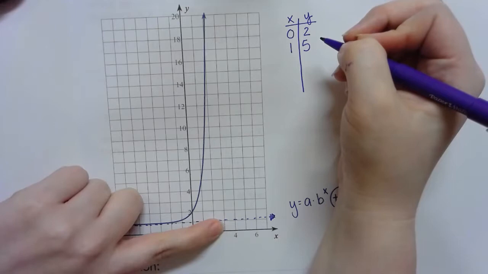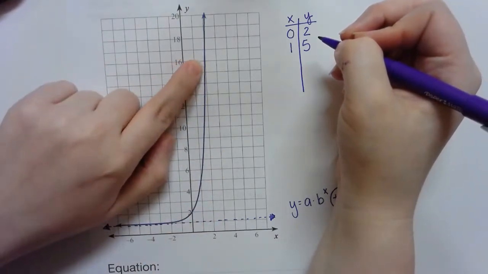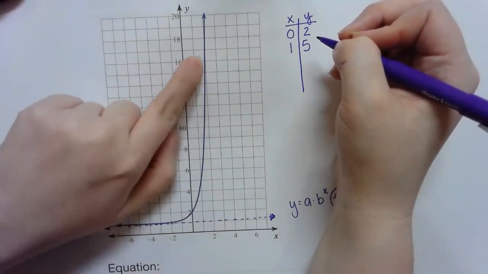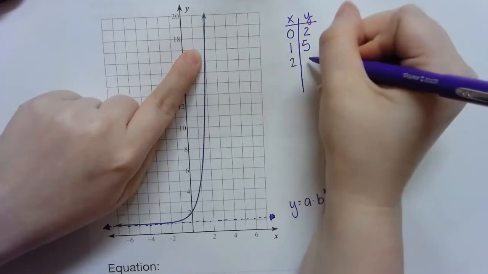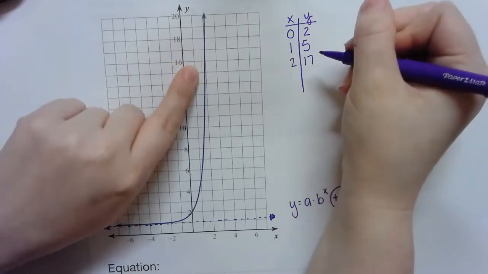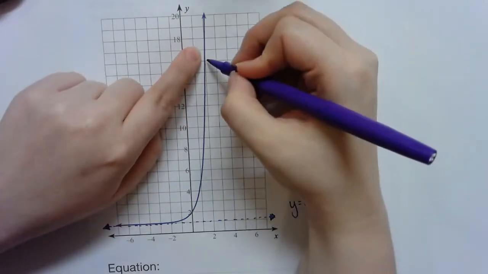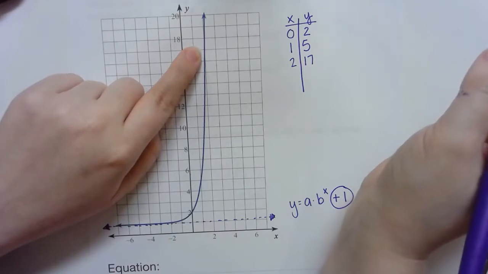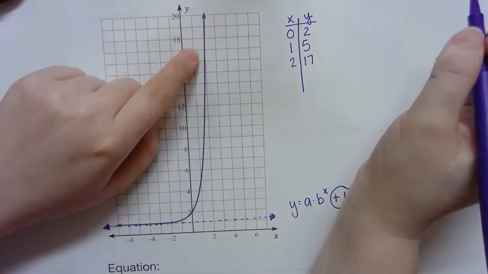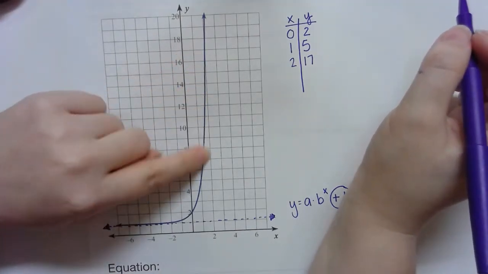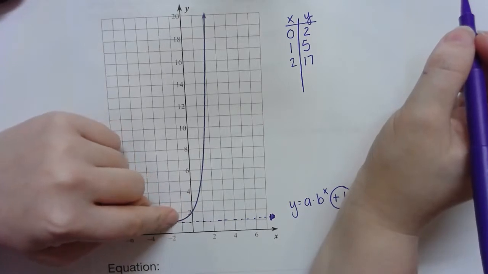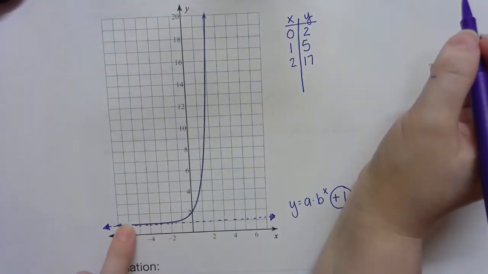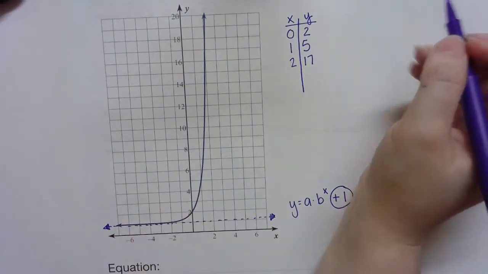And then I have the point (2, 17). That one's a little tricky to tell whether it's 16 or 17, but I'm going to say that it's still to the left here, and then it goes up and it crosses at 17. Now that is a little tricky, but I would say it does. And then when I go this way, it's approaching 1. So these are going to be some decimals here.